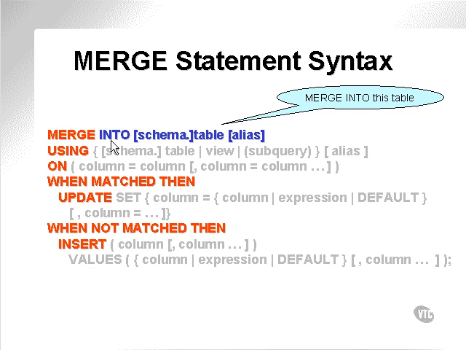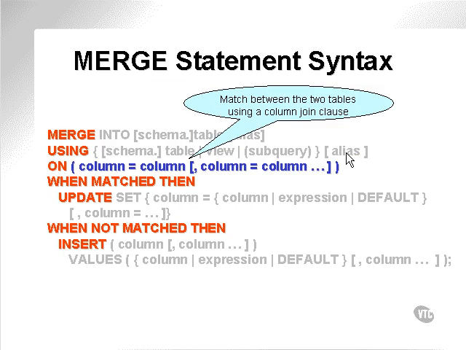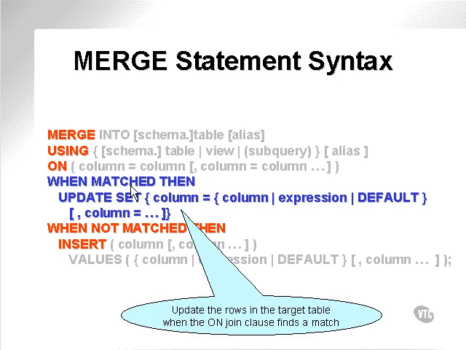We're going to merge into a table using another table, namely the table we're coming from, the source table. We're going to connect the two tables with a type of a join clause, which is really on, and then a list of column matches. When rows are matched between into or source and using target table, we are going to update with a standard update set statement.